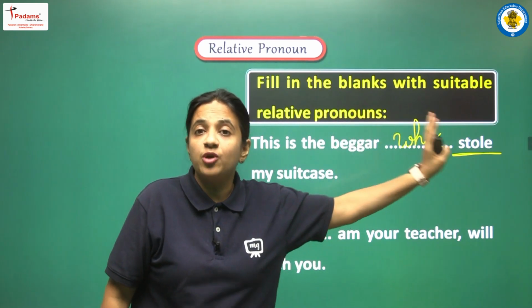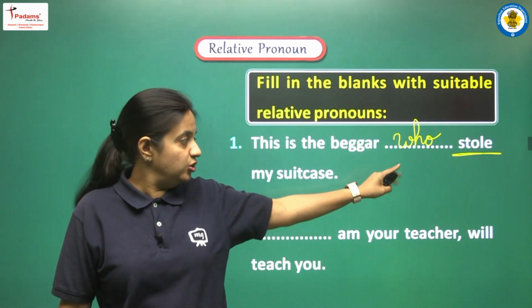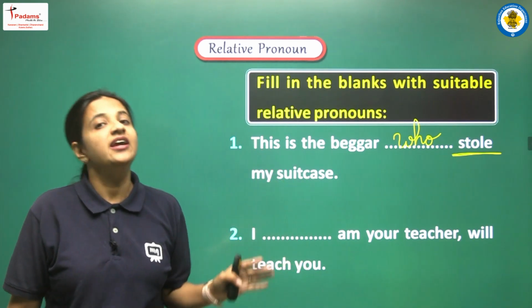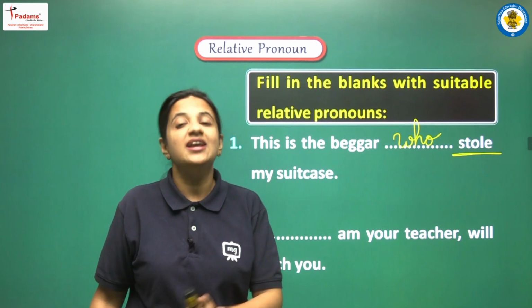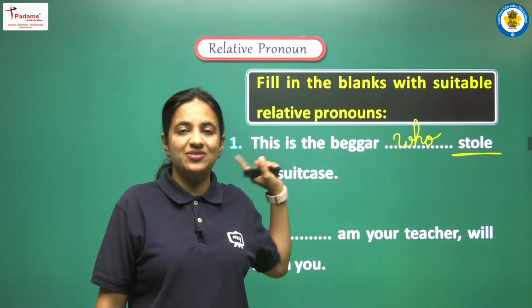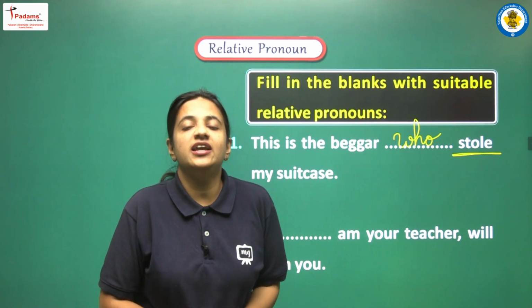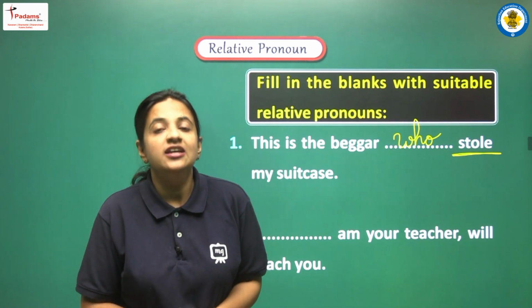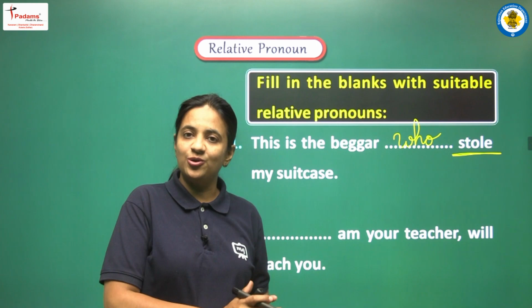This is the process, this is the method, students, that you have to use to write the most appropriate relative pronoun. First of all, try to understand whether that pronoun has a relation with subject or object, and then try to understand whether the given subject or object is a human being, an animal, or some other kind of thing. According to that only, you have to use the most appropriate relative pronoun.